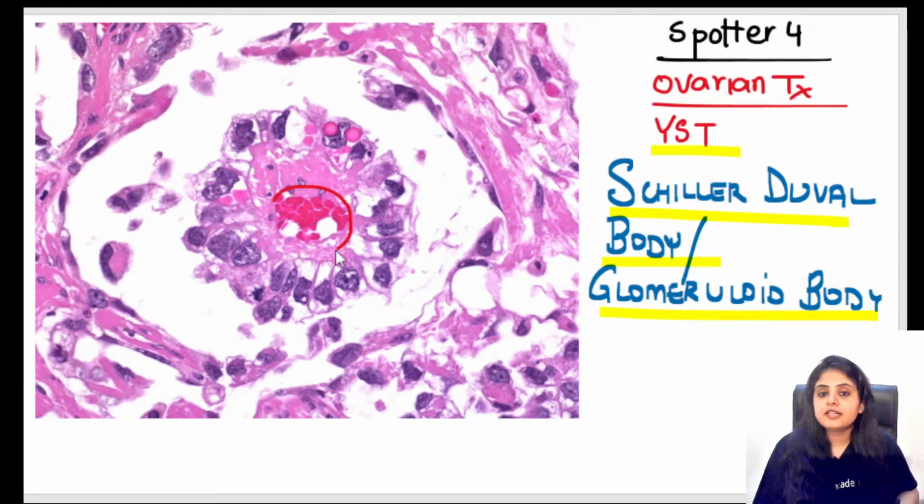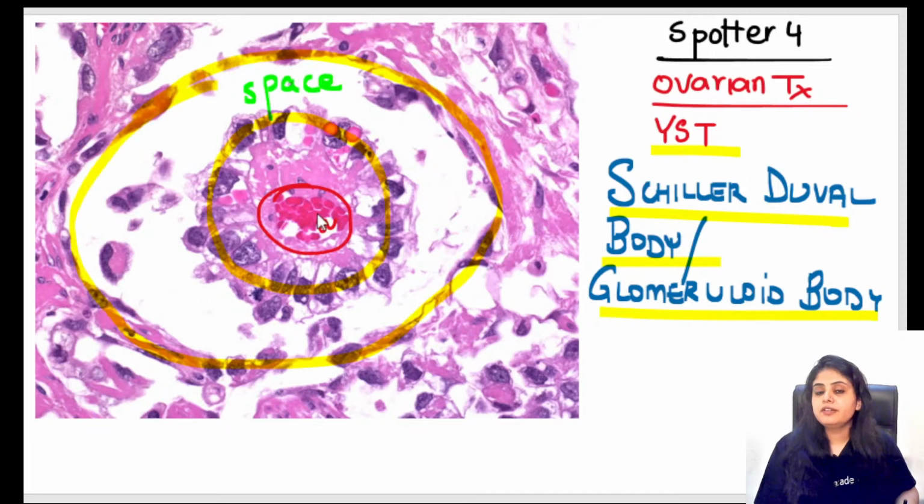See, in the center you have red color. You have a blood vessel. Then you have 1 row of tumor cells out here, blue color cells. And you have 1 row of tumor cells out here. And can everyone see? There is a space in between. So blood vessel, tumor, space, tumor.